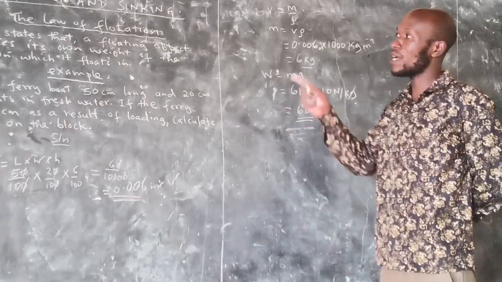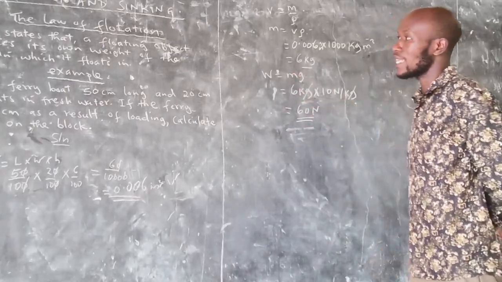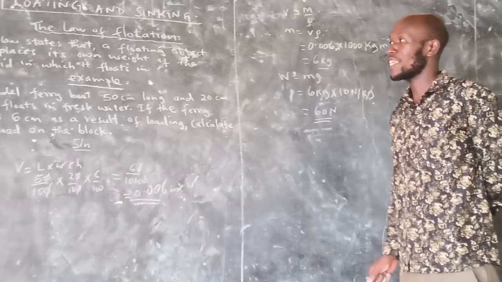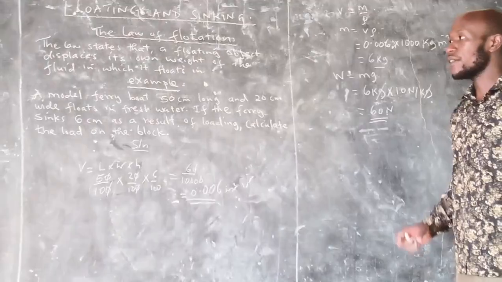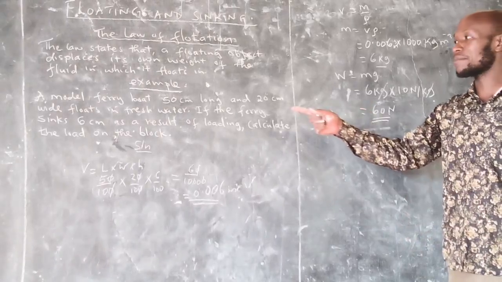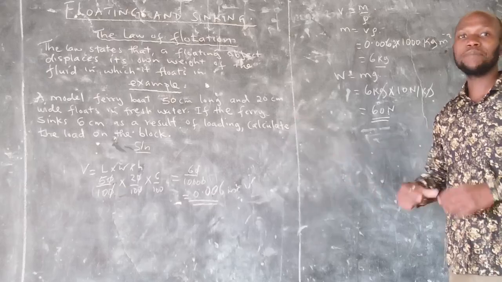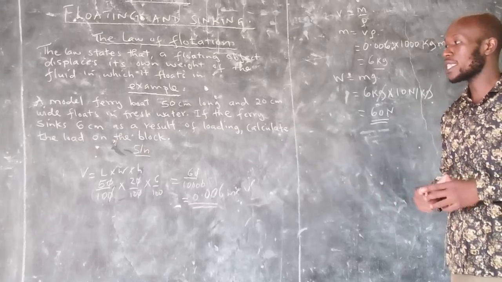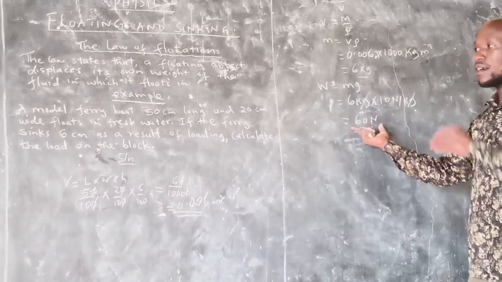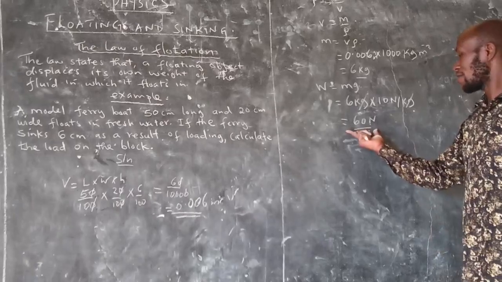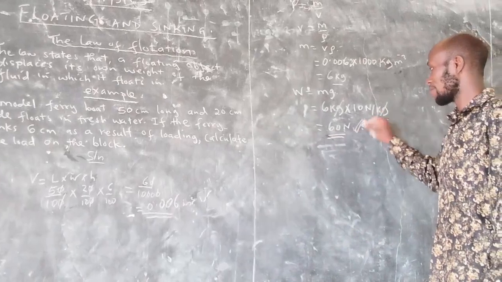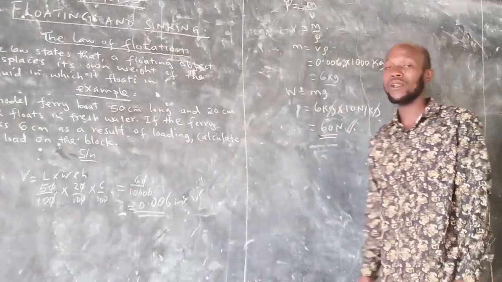Now, from our law of flotation, the law states that a floating object displaces its own weight of the fluid in which it floats. Now that we put a certain load on the ferry and it sank by 6 centimeters, therefore it displaced an amount of water of this weight, and therefore the load that was put on that model ferry is equivalent to 60 newtons, and this is what we were calculating. And that's the use of the law of flotation.